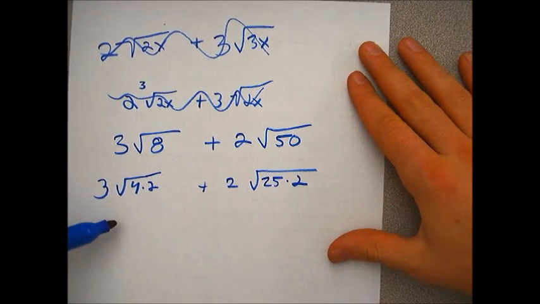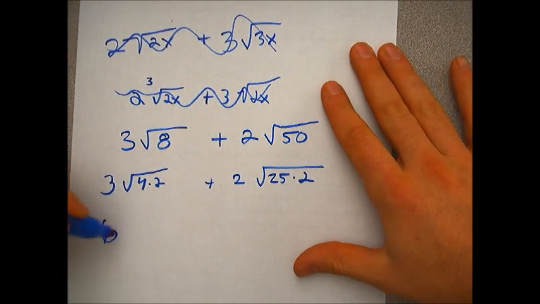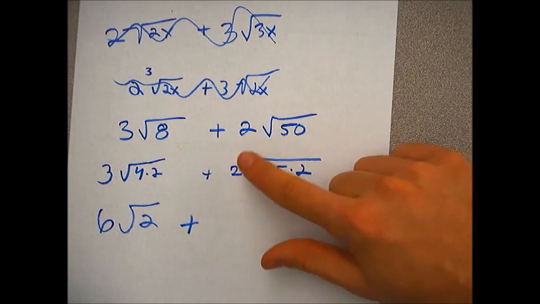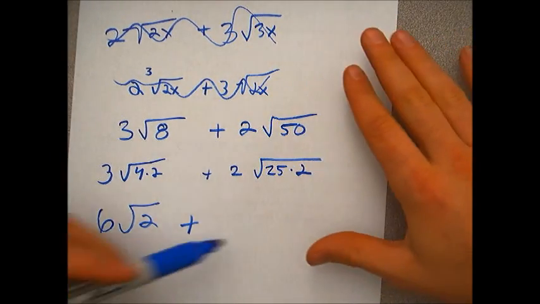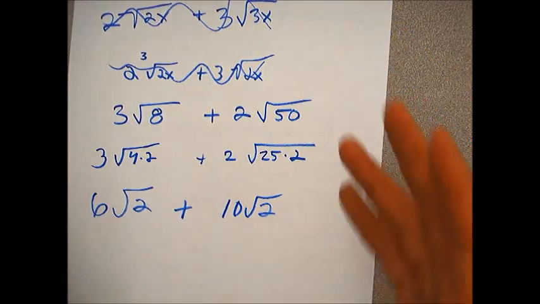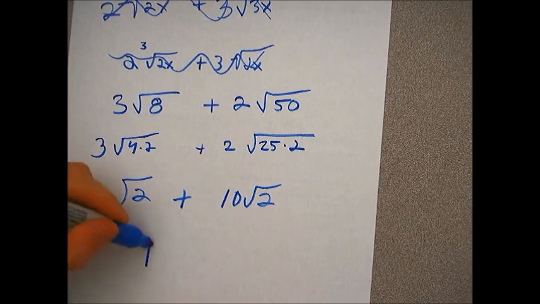And now we update. Well, what is the square root of 4? 2. So I pull this 2 out. There's already a 3 out here. My multiplier gives me 6 radical 2 plus this 25. When I pull it out, it becomes a 5. And 5 times 2 is 10 radical 2. And now, look what I got. Same number underneath, same index, good to go.